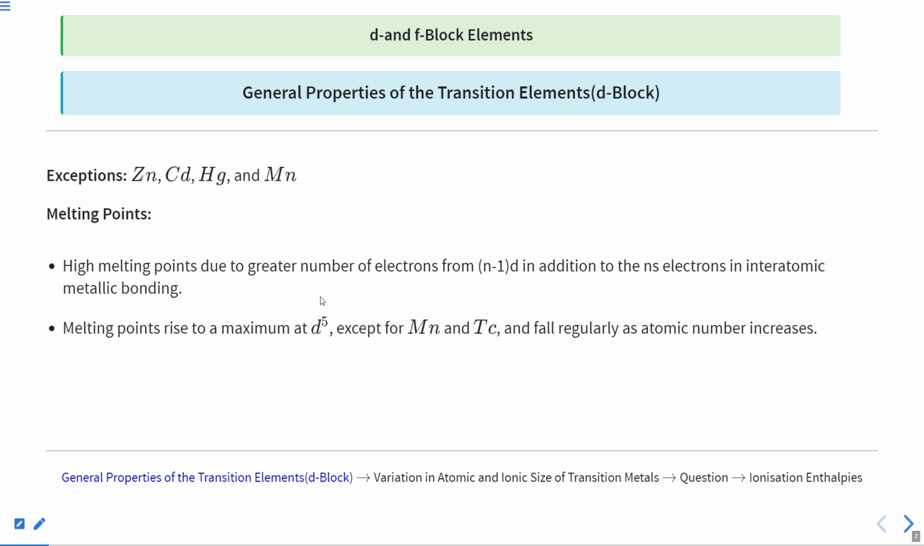Is it clear? Now next, there is an exception to that, and the exception is explained by the d5 configuration. So for manganese and technetium, there is an exception. Why is it so? Because to move the d electron from the valence band to the conduction band, it should be removed. In the case of d5 configuration, it has the highest exchange energy. Due to this high exchange energy, the half-filled orbitals are very stable.